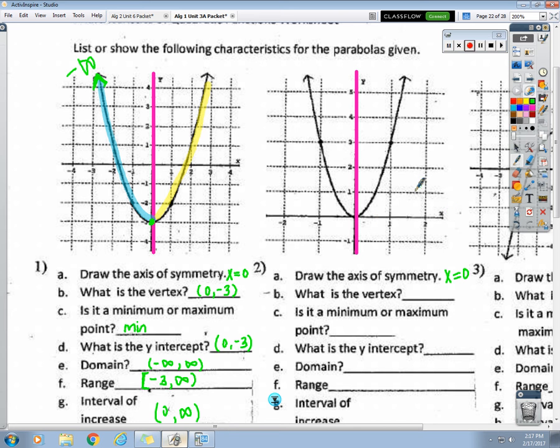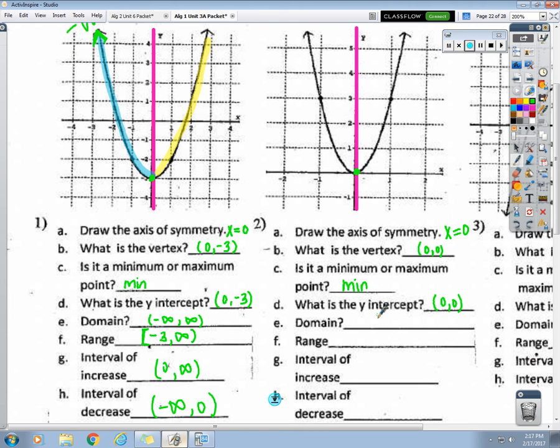For this one, isn't this the vertex? And where is it located? 0, 0. On this particular parabola, is that vertex the minimum point or the maximum point? The minimum. It's the lowest point on the parabola. What is the y-intercept? 0, 0. It hits at 0, 0, right? What's the domain? Right. You go left forever and right forever. What about the range? 0 to infinity. But since 0 is a stopping point, you put a bracket.